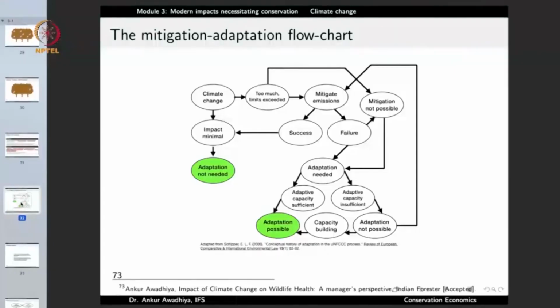The other response is adaptation, where you say, okay, climate change is going to happen. I cannot do anything about it, but is there anything that I can do to reduce my harm or to make use of the beneficial opportunities? If you have such a response, then what you're doing is adaptation. Now, often both of these strategies are needed together and they are used together.